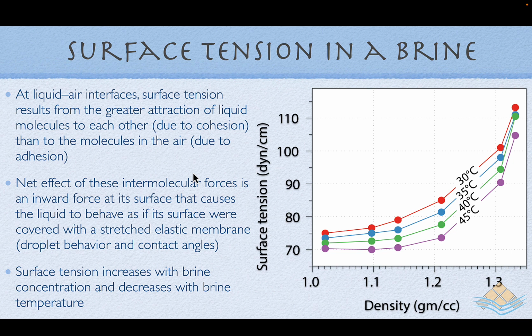But you can quite clearly see here that surface tension is increasing with the brine concentration as we go from left to right, and the density is increasing. Also, surface tension is decreasing with temperature, as we up the rate of vibration and the level of energy absorption with higher temperatures. We lower the surface tension in our brine. All these plots I'm showing you are for seawater.